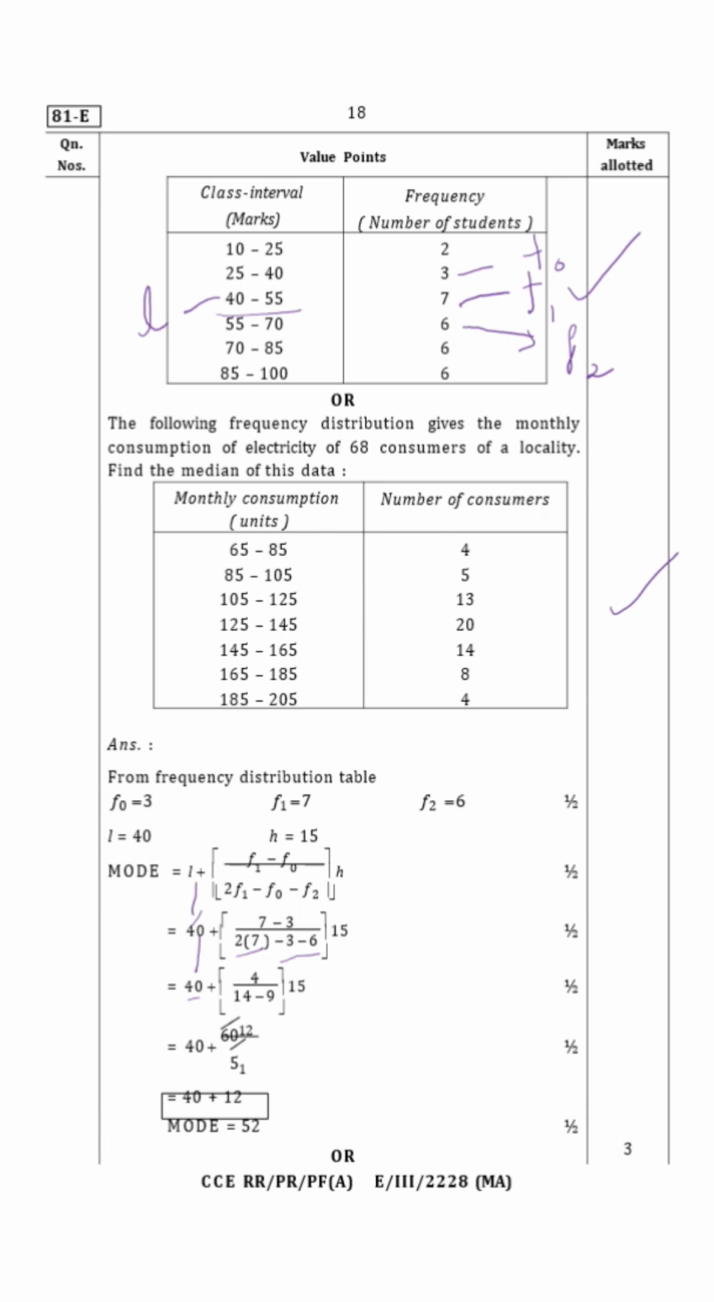Write 40 plus 4 by 14 minus 9, how much is that? 5. So 4 by 5 into 15. 5 3s are 15, 4 3s are 12. So here 40 plus 12, that is 52. So mode is 52.